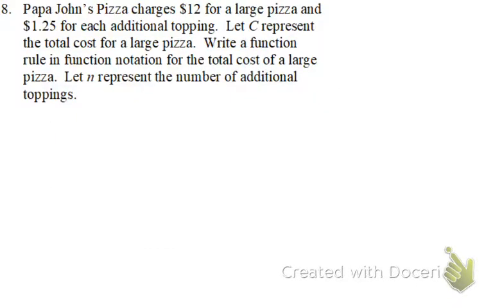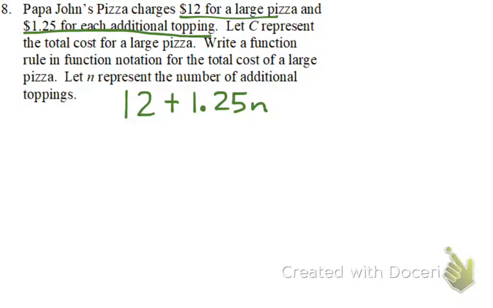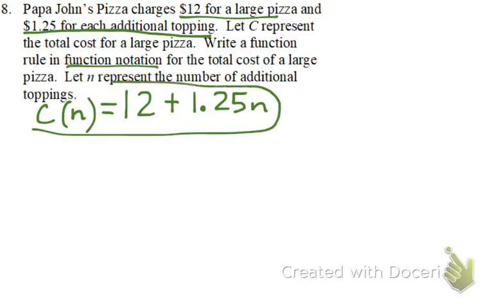Papa John's charges $12 for a large pizza, so that's a one-time fee, and $1.25 for each additional topping. So 12 plus 1.25 times the number of toppings. If we use n for that, it's equal to the cost, and we're trying to write it in function notation. So cost as a function of the number of additional toppings. Number of additional toppings is independent, cost is dependent. So we could write it like that.